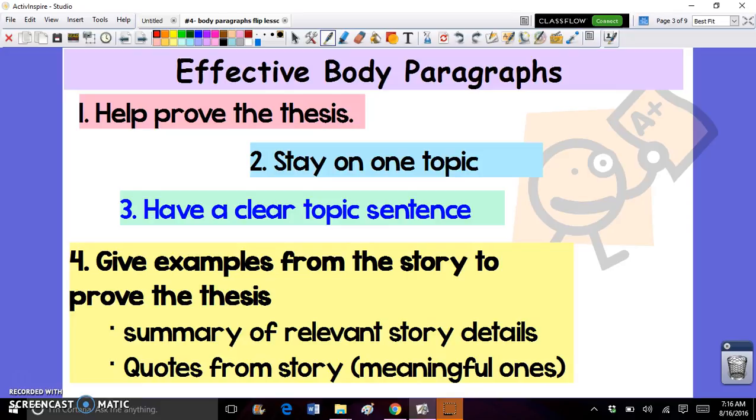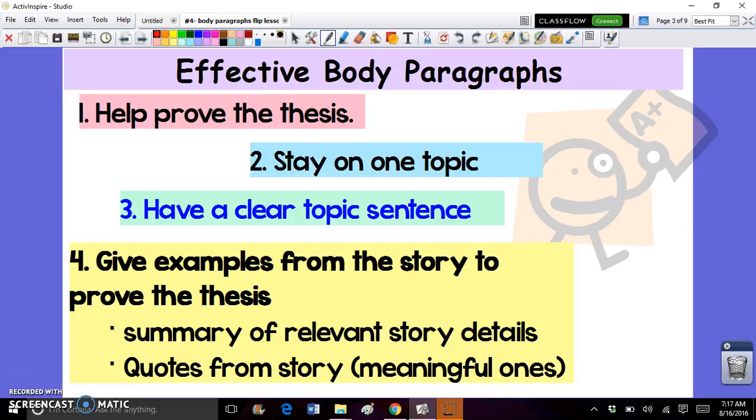You also want to make sure that your body paragraphs all have a clear topic sentence. Just like the thesis statement tells your reader exactly what the whole essay is going to be about, your topic sentence is telling your reader what that body paragraph is going to be about. It's also helpful to you as the writer because that topic sentence is like your roadmap. That's what you're going to be proving in that particular paragraph, and it can help you stay focused and organized.